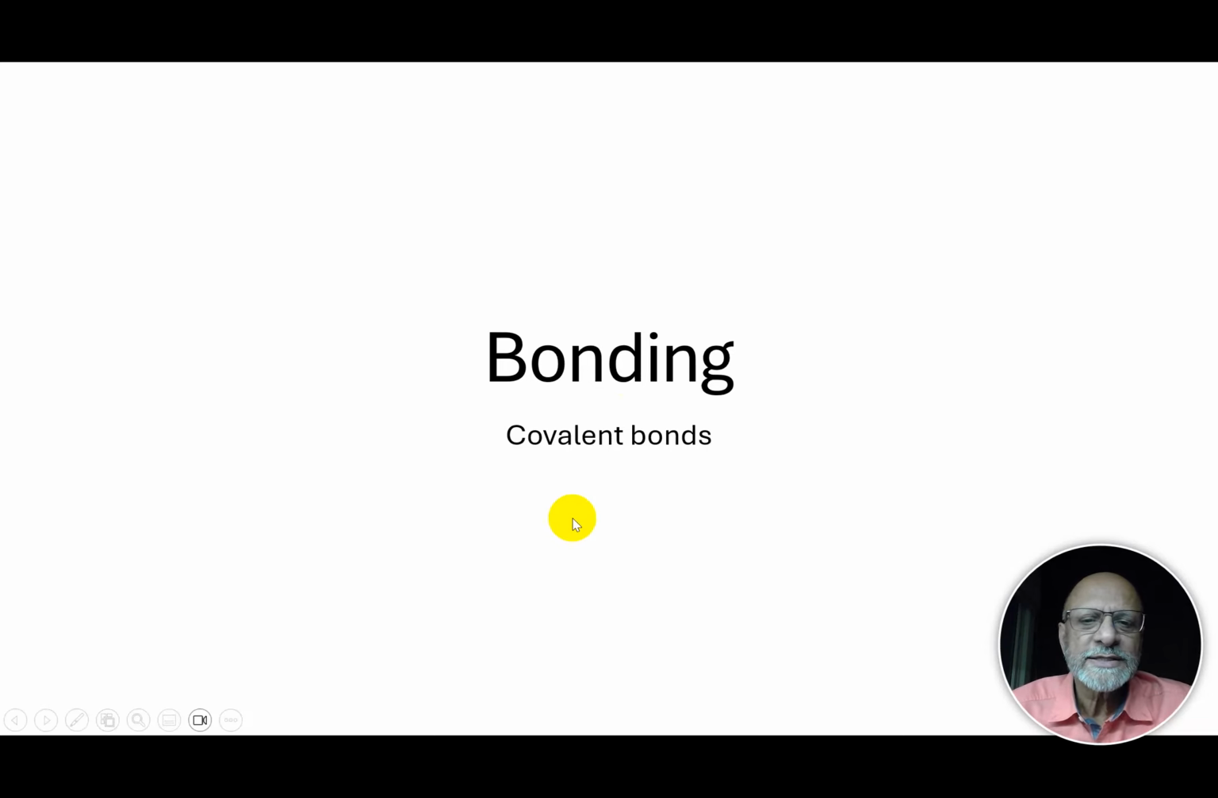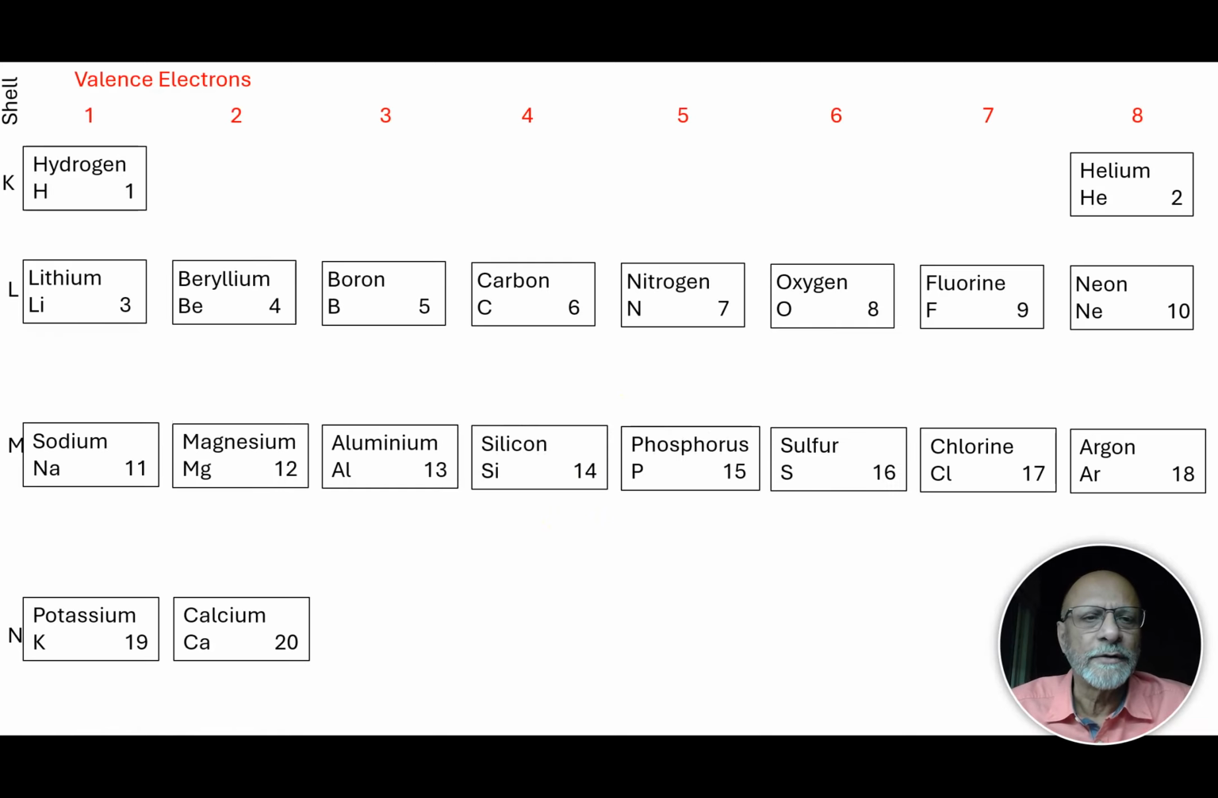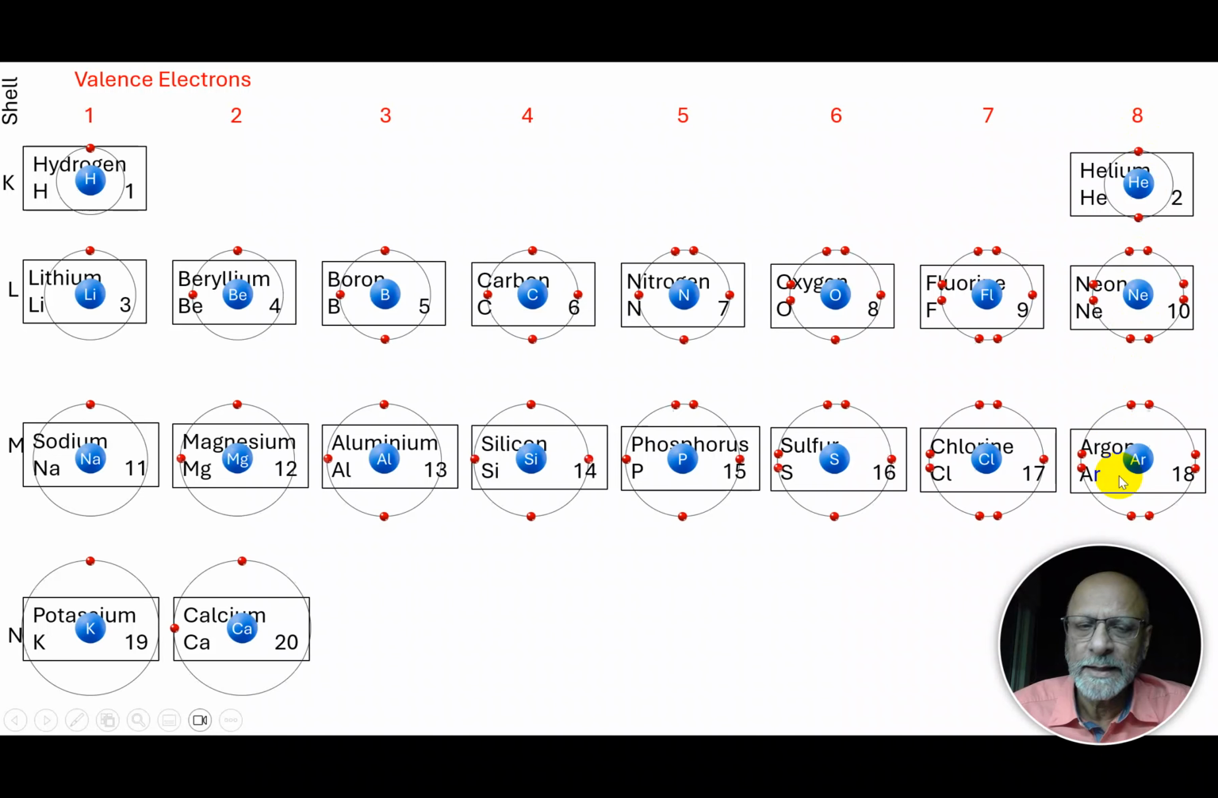We'll now discuss bonding and pay particular emphasis to covalent bonds. So recall our periodic table and observe the fact that in column 8 we have valency 8, and that cuts across helium, neon, argon. And this was how we represented all our electrons.